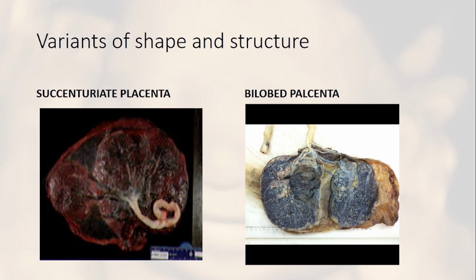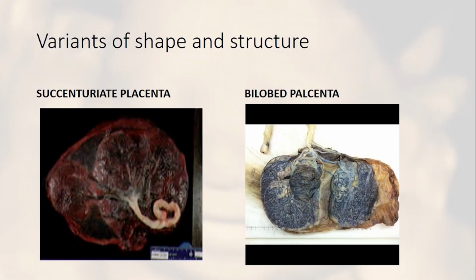Or sometimes, if the distance between the two of them is wide and vessels have to run from the main lobe to the accessory lobe over the membranes, then that may lead to vasa previa and fetal demise when the membranes rupture. Then we also have the bilobed placenta. This is when the placenta is divided into two equal halves, and it can be multilobed if it is more than two.